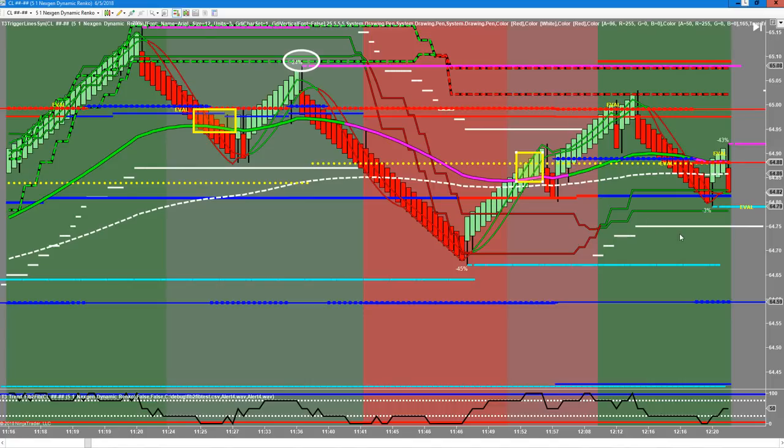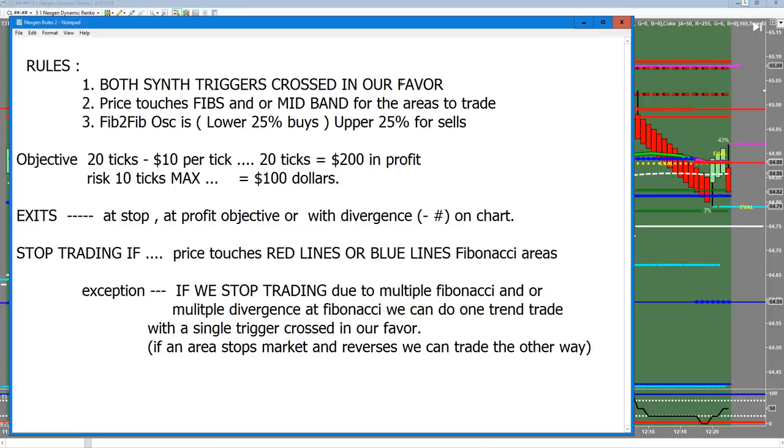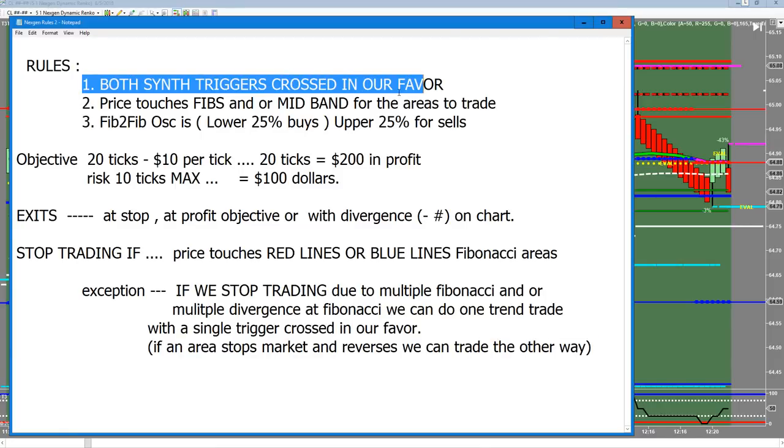All right, now look, one trigger down, one trigger up. All right, Don Green, problem solved. Don't worry about the little triggers. There's not 3 triggers on the chart. The rules say, and I'll go back to them again, both synthetic triggers crossed in our favor. Doesn't say anything about the small triggers. So I'll just eliminate them from the chart, and then there'll be no more confusion.